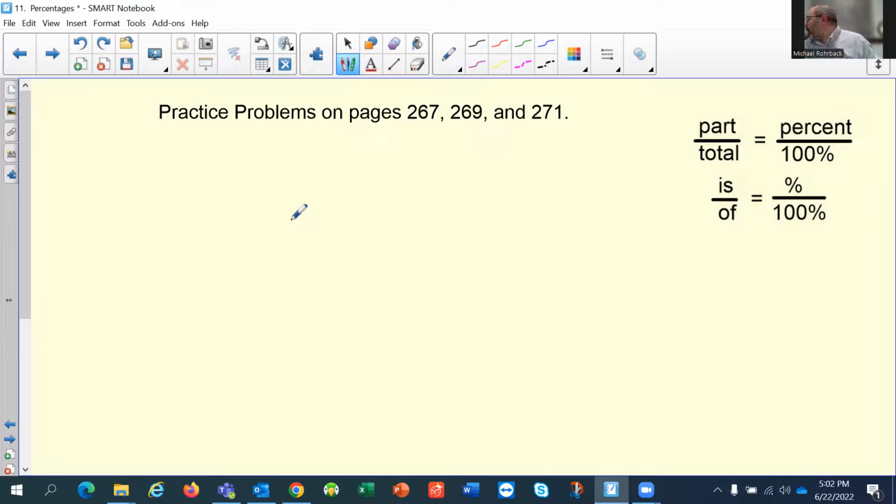Okay, page 271. Let's do number 13, lucky number 13. We've got 390 is what percent of 500? So 390 is what percent? As soon as you see what percent, you can do this. 390 is what percent of 500? So 390 is your part, 500 is your total.